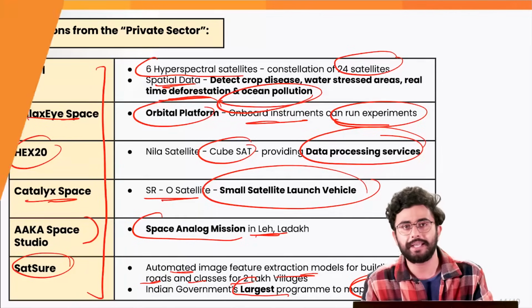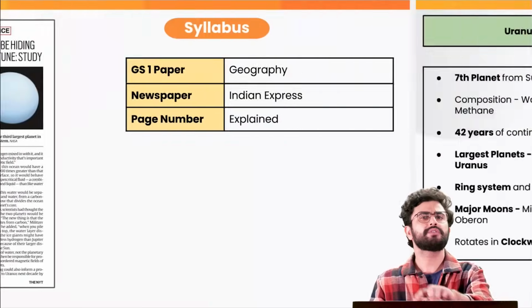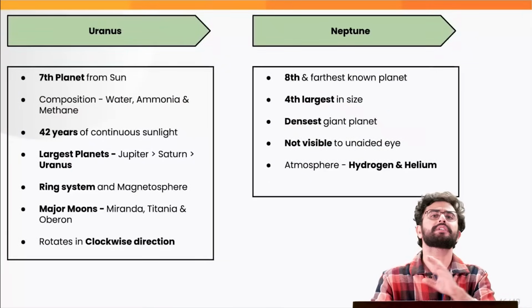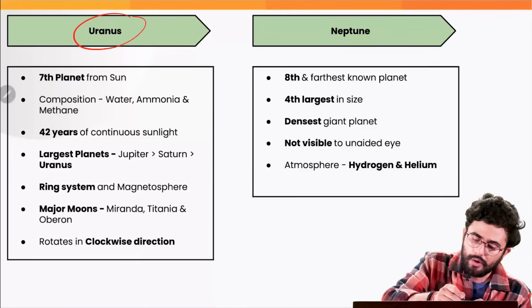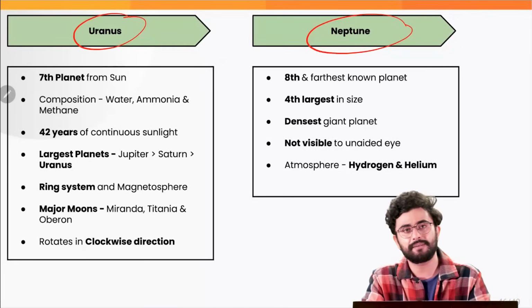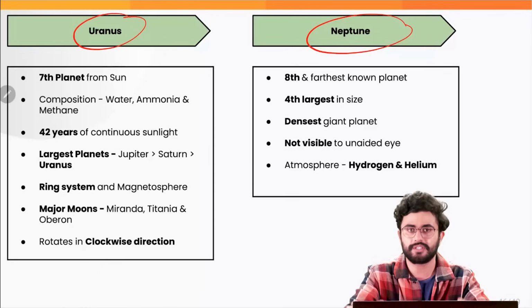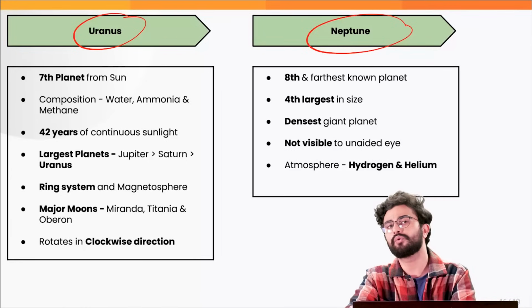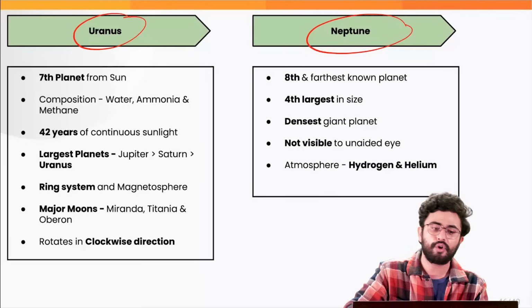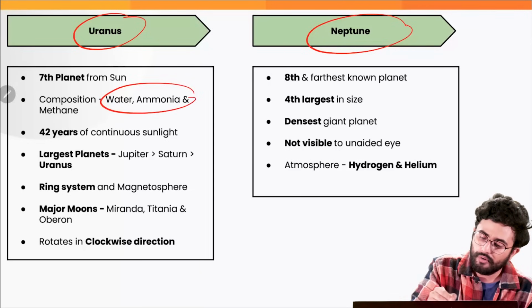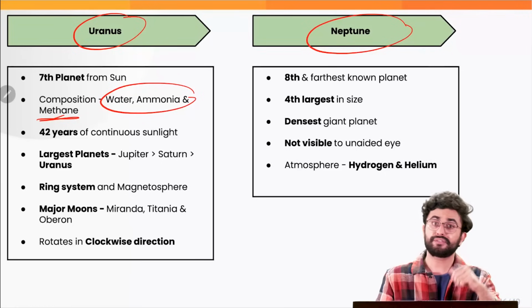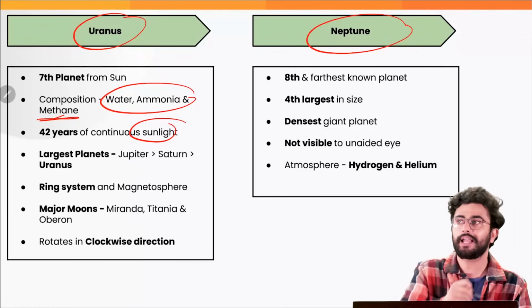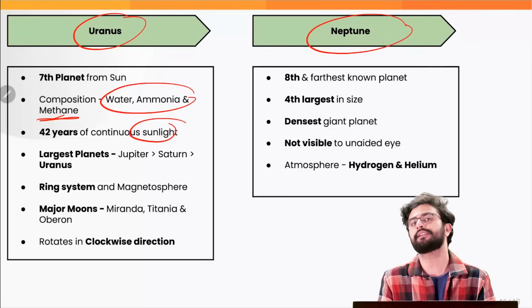forward to the last news of the day, where we are actually going to read about an interesting hypothesis which has been proposed in today's article. But before that, let's first have a quick overlook at our 2 distant planets, the 2 distant gaseous giants, and that is Uranus and Neptune. Uranus is basically the 7th from the sun, and it is basically composed of water, ammonia and methane, where because of its axial tilt, it gets 42 years of continuous sunlight and then 42 years of continuous darkness.